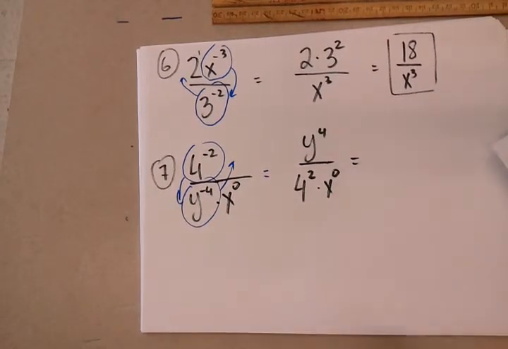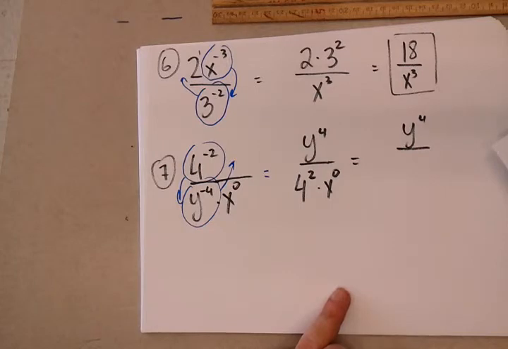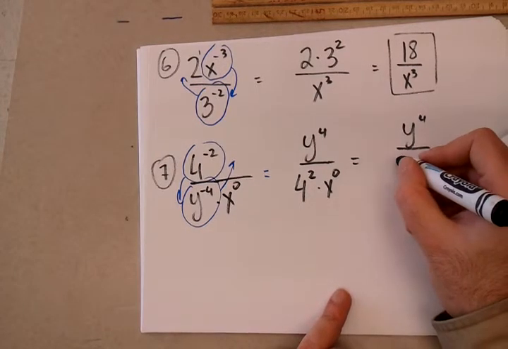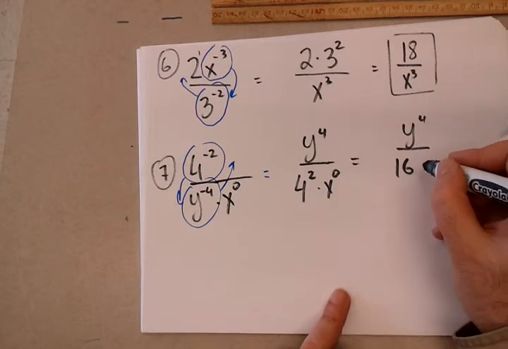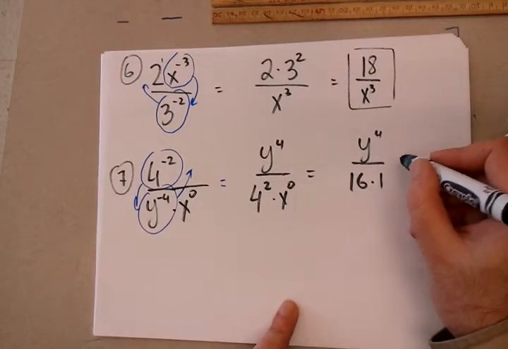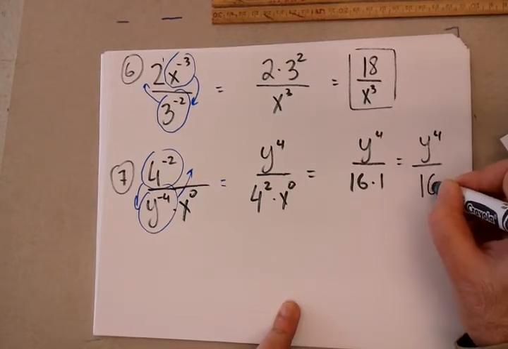Next, you simplify. There's nothing to do with the y. That's just the y to the fourth power. That's going to stay. 4 to the second power, well, that's 16. Any base taken to the 0 power is 1. So that x to the 0 is just a 1. So the final answer is y to the fourth all over 16.